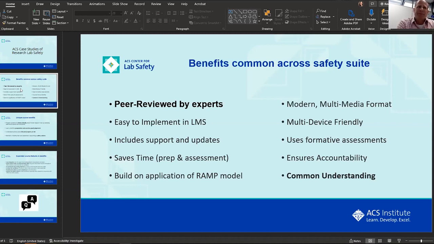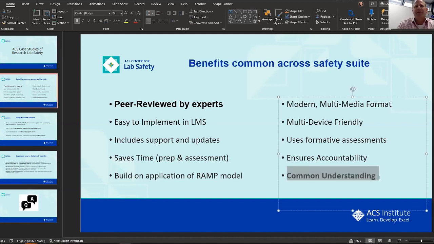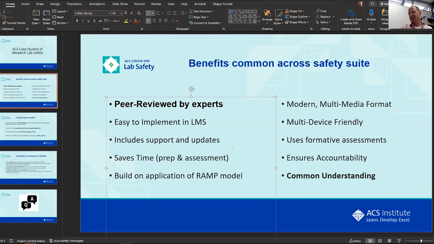It builds on the application of the RAMP model, which is consistent across our products, uses a modern multimedia-friendly format to keep students engaged. It's multi-device friendly, and just like our other safety products, uses formative assessments, which both ensure accountability but keep them engaged as they go through the product. The ultimate outcome is a common understanding across all of the students who take this course, which helps lead to a safety culture within your organization.